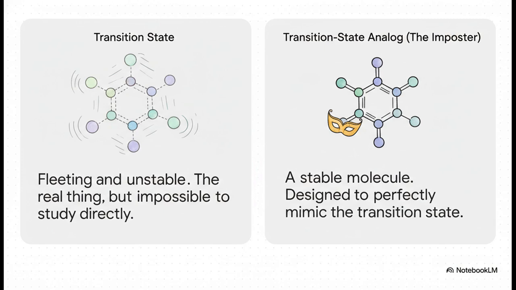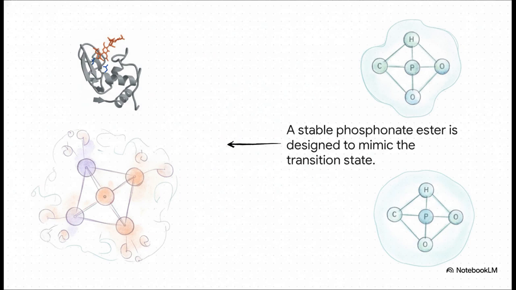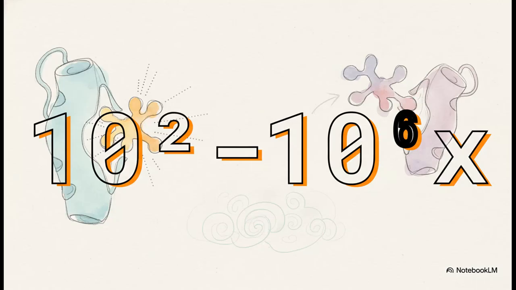It's a stable molecule that chemists can design to mimic the exact shape and charge of that unstable transition state. It's our master decoy. And here's a perfect example. See on the left? That's the fleeting tetrahedral transition state of a reaction. And on the right, you have a totally stable molecule called a phosphonate ester, which has been designed to look just like it. It has the same geometry, the same charge distribution. It's a perfect mimic.